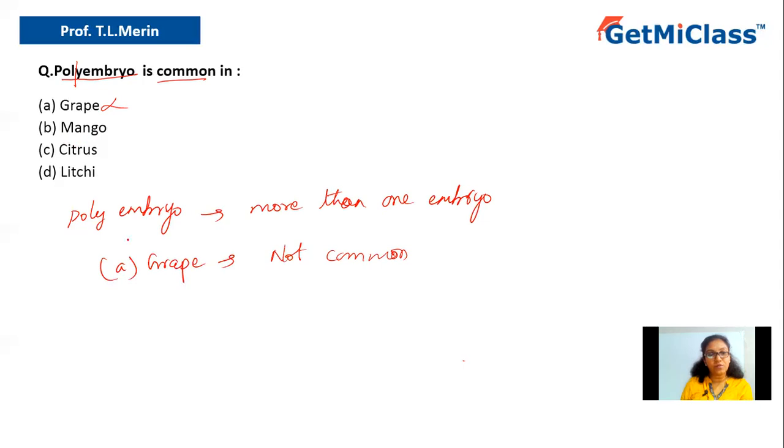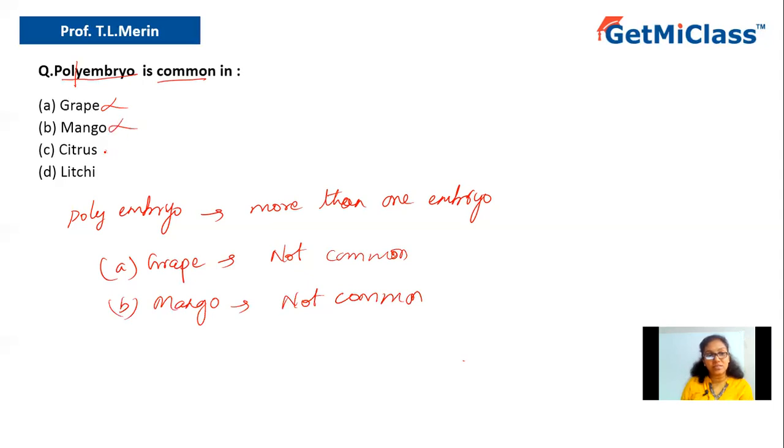Option B says mango. In mango we usually find one seed, so here also it is not common. Usually we find only one embryo in mango because the mango has only one seed, so it is not common. So it is ruled out.